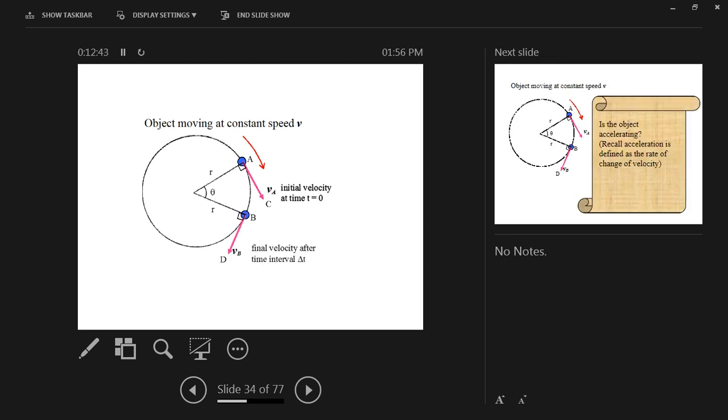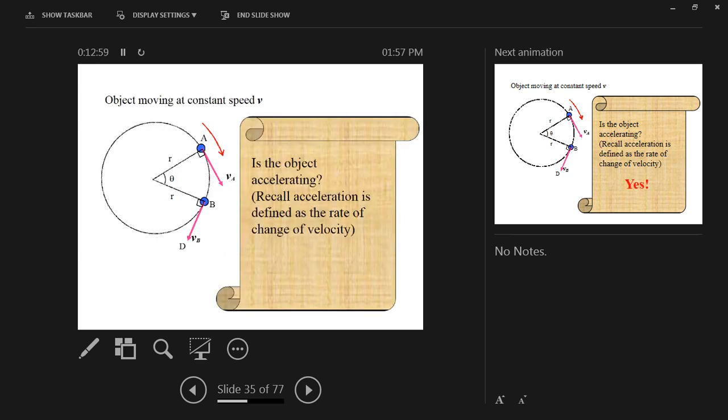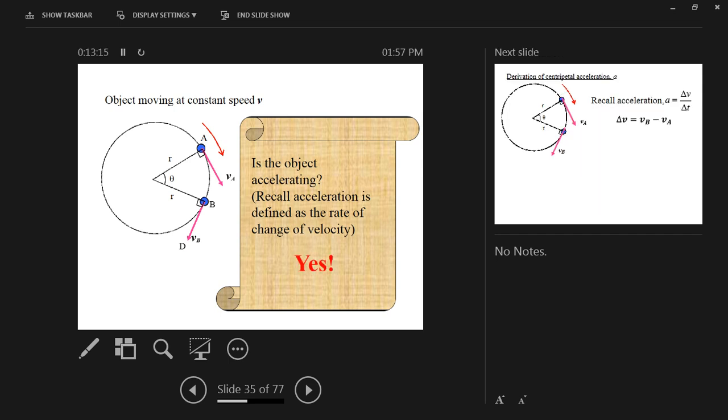Okay, sometime later, delta t, the final velocity will have the same magnitude, which is V, but the direction now is as shown in the diagram, B to D. So there is a change in the velocity. Okay, so is the object accelerating? Recall the definition for acceleration. It is defined as the rate of change of velocity. So since the velocity is changing with respect to time, the answer to this question is yes, it is accelerating because velocity is changing.